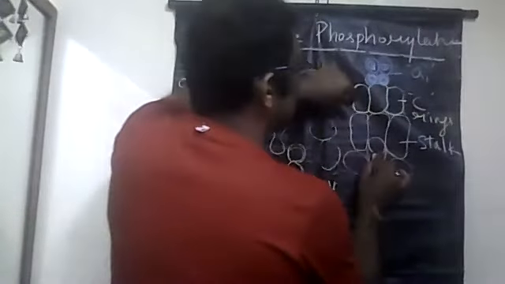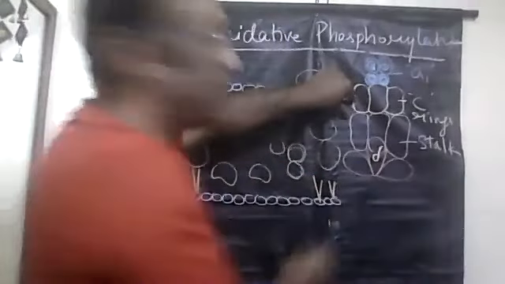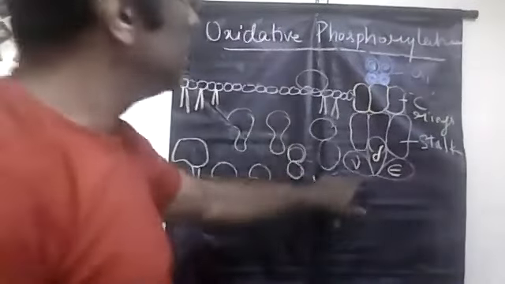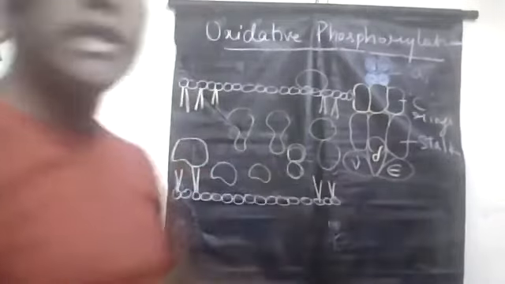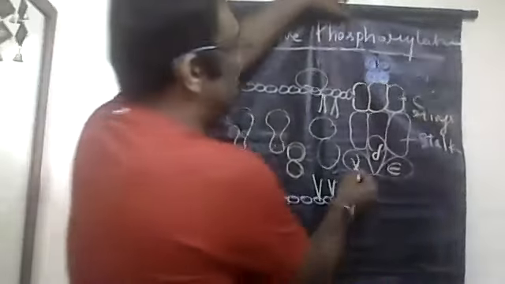This is delta. Center one is delta. Hope it's visible for you. Delta, gamma, epsilon. Delta, gamma, epsilon. E means epsilon. I'll give you the full forms a little later. Gamma, delta, epsilon.